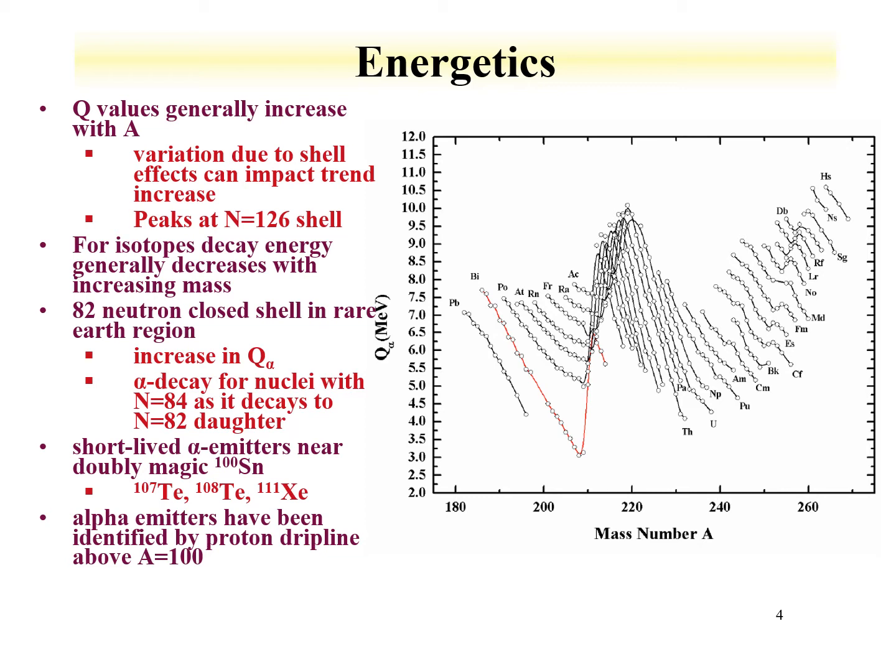decay. There are also some short-lived alpha emitters near doubly magic tin 100, and you can examine this on the chart of the nuclides. Look at some of the isotopes that are listed here. And alpha emitters have also been identified by the proton drip line above A of 100. The proton drip line is that part of the chart of the nuclides which is right at the very edge, the left-hand edge, so the very, very light isotopes. And A above 100, if you inspect that area of the chart of the nuclides, you'll see some alpha emitters.